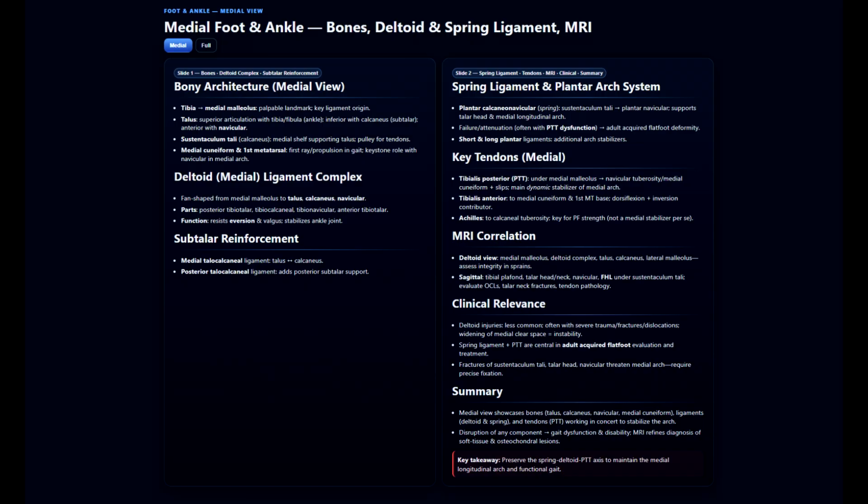Summary. In summary, the medial view of the foot reveals the harmonious interplay between bones like the talus, calcaneus, navicular, and medial cuneiform, ligaments like the deltoid and spring ligament complexes, and tendons like the tibialis posterior. This arrangement ensures both stability and flexibility, allowing the foot to withstand the immense forces of locomotion. Disruption of any of these components, whether by trauma, degenerative disease, or congenital anomalies, can lead to profound functional impairment.